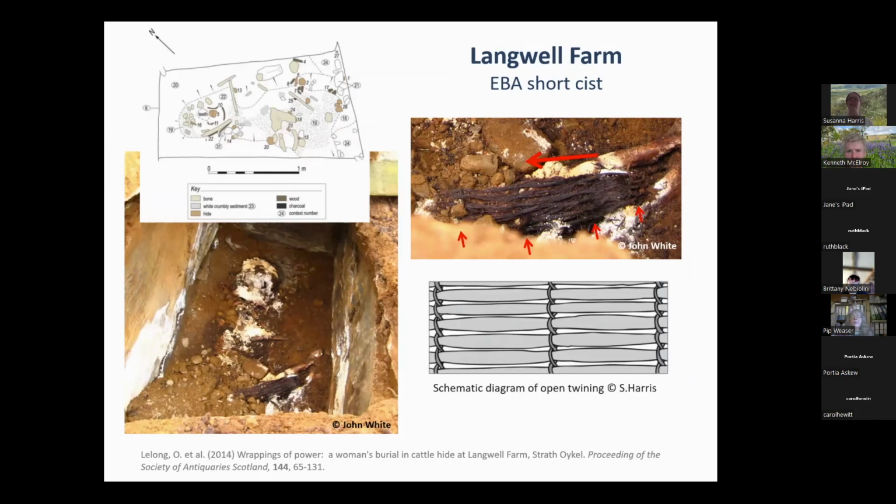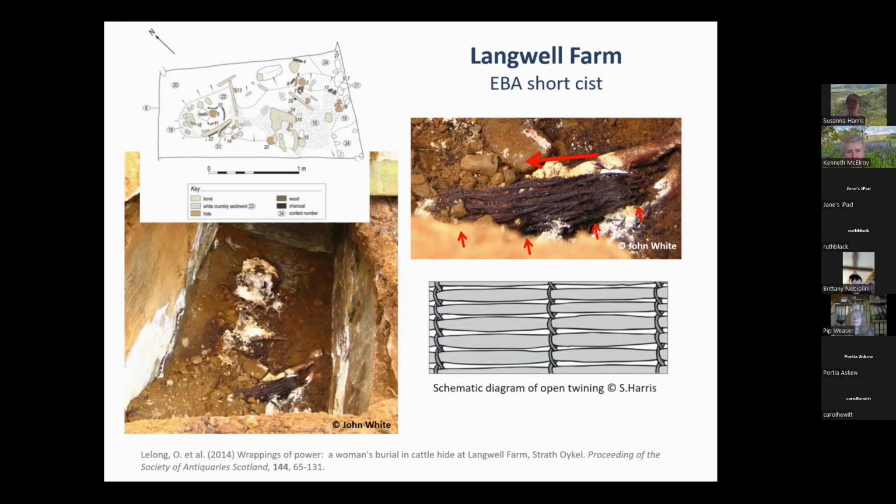And what you can see, those dark areas, are part of a twined fabric. And this is some analysis I did actually only from the photographs, because unfortunately the burial was disturbed, not by the farmer, but by other people very shortly afterwards. So his photographs are actually really important. This is really exciting because this is one of the first indications of the type of fabric that was used in Scotland.